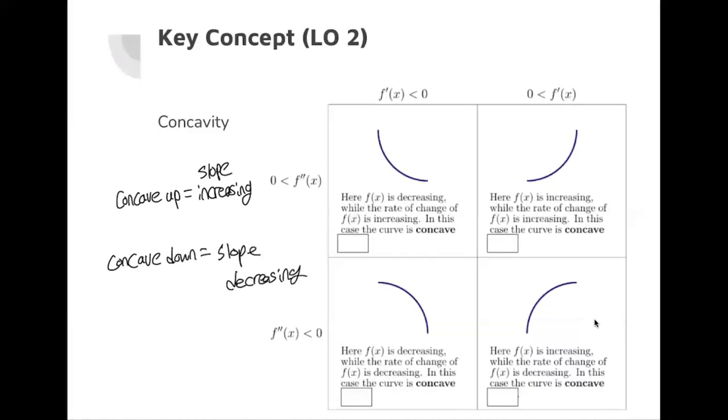When the graph is having a shape like this, we call that concave up. Why? I don't get it. It's decreasing, right? It's technically decreasing, isn't it? No. I'll explain why.